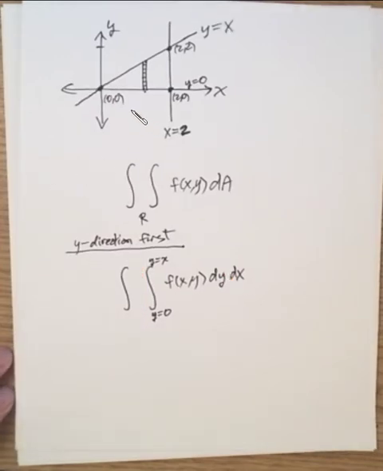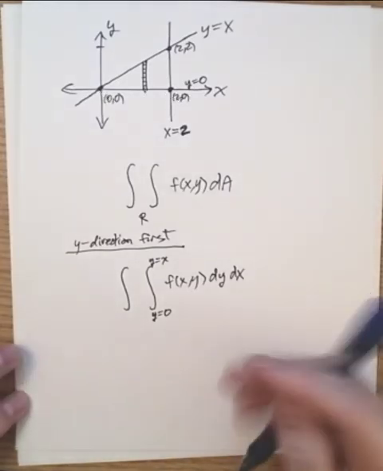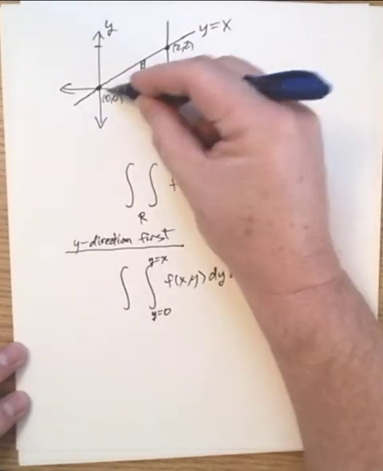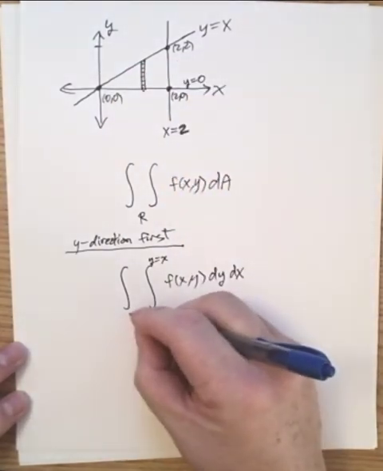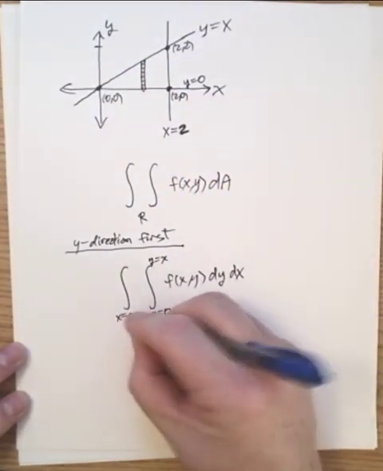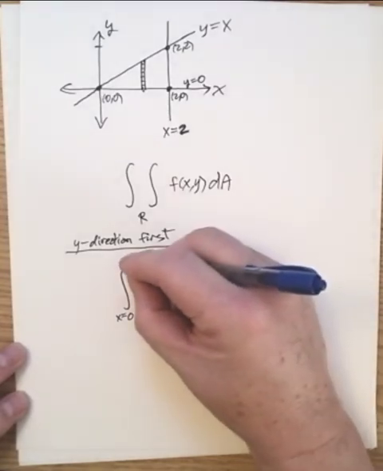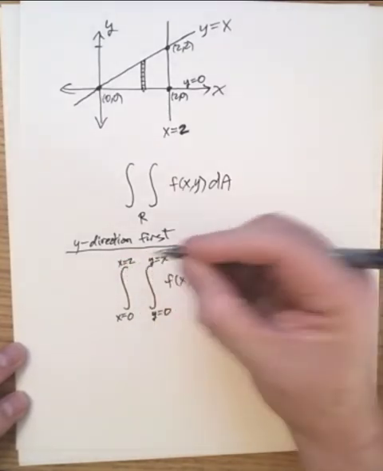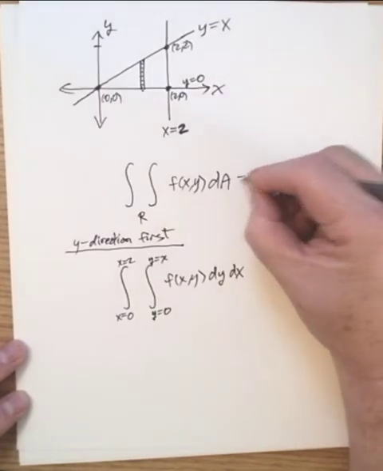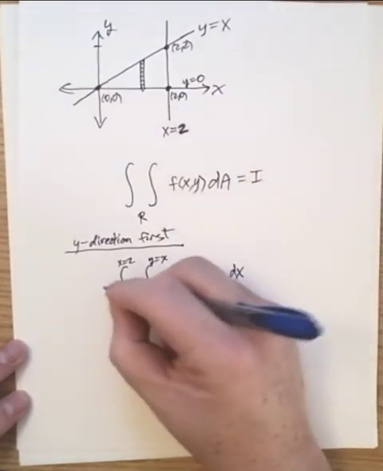Now, what about the x values? Where are the x values going? Oh, yeah, the x values are going from 0 to 2. I am partitioning from 0 to 2. Okay? Let me give this thing a name, by the way. I'll call it I. Okay?